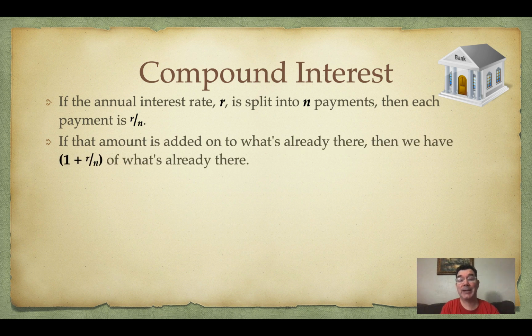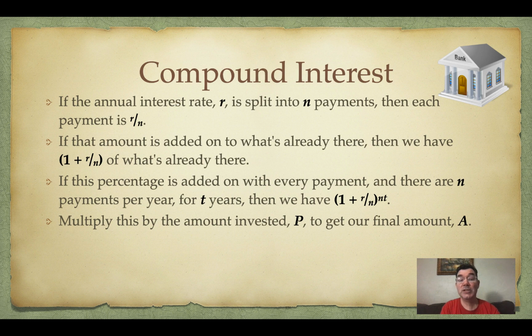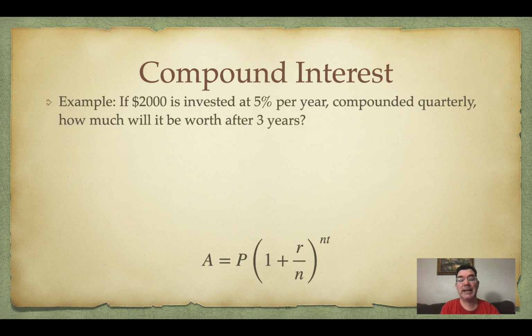And if that amount is already added to what's already there, then we have 1 times the amount that was already there plus R over N times the amount that was already there. So overall, we have 1 plus R over N times what's already there. And so if this percentage is added on with every payment, and there are N payments per year for T years, then what we have is a multiple of 1 plus R over N to the exponent NT. So if we multiply that by the amount that we've invested, we get our final amount, which we will call A. So that's our formula for figuring out compound interest on an investment. It is A equals P times 1 plus R over N, all to the NT.